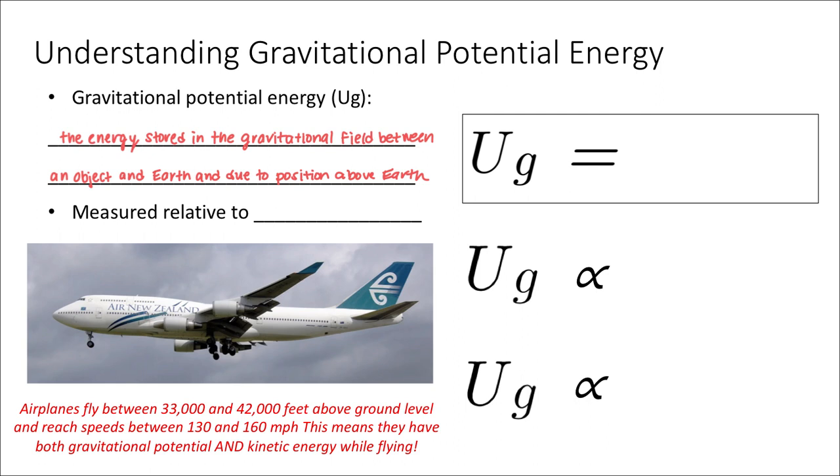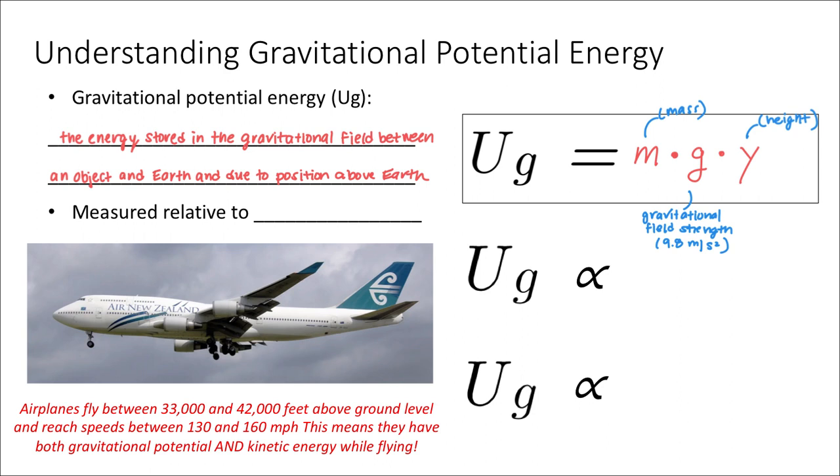The formula for quantifying the gravitational potential energy of an object is equal to this: m, the mass of the object, multiplied by g, the gravitational field strength, which on Earth is always 9.8 meters per second squared, multiplied by y, the height of that object relative to some arbitrarily defined 0 point.